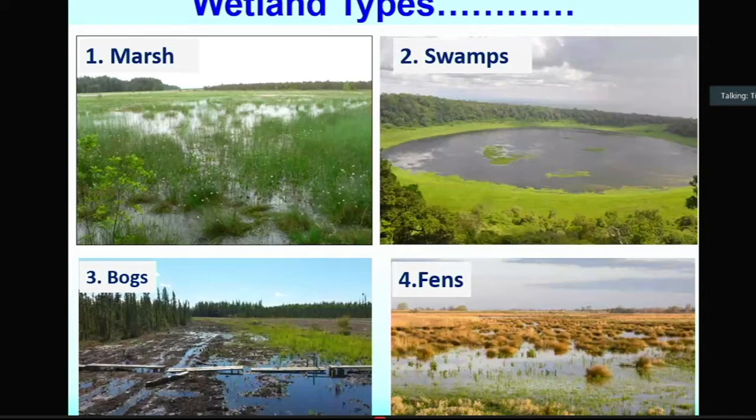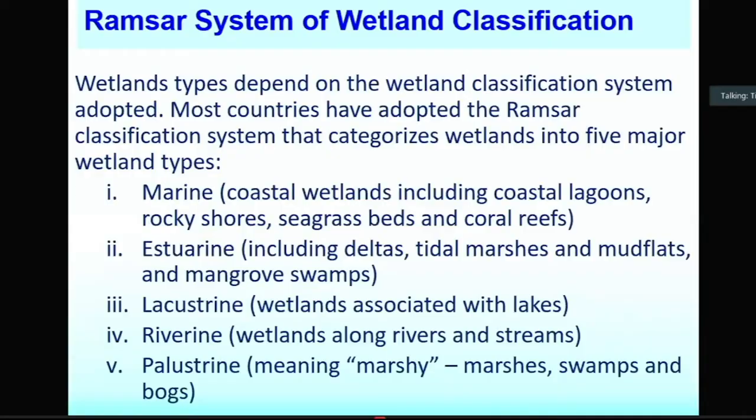But it's not limited only to this type. As with the definition of wetland, even the classification is different. Under the Ramsar convention, an international convention, wetlands are classified into 5 major wetland types, which is also mostly followed by most countries.